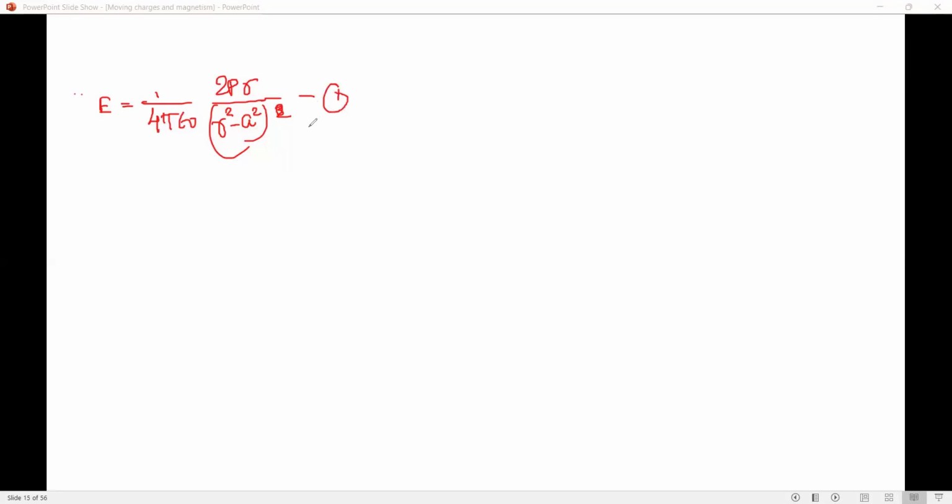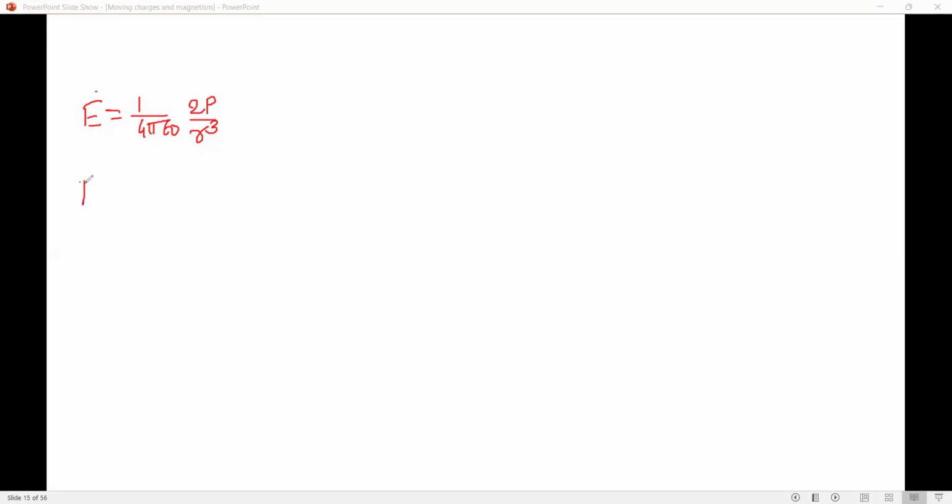This is equation 1. We can reduce one step. So for the short dipole, it is 1/4 pi epsilon naught 2p divided by r cube. Okay. Now the magnetic field due to the current loop along the axial line.